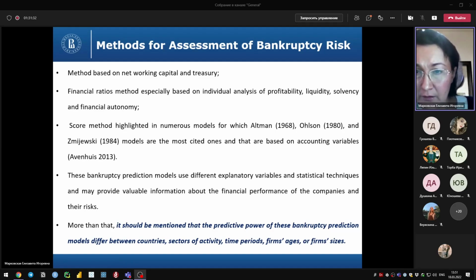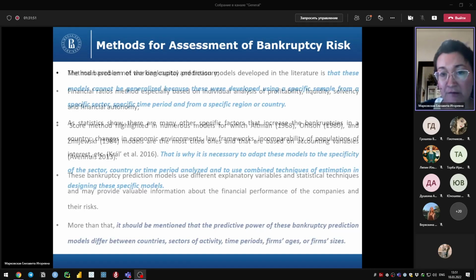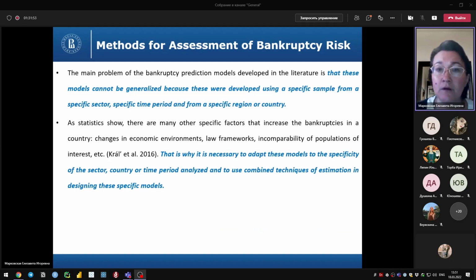versions of different models, that the predictive power of these bankruptcy prediction models differs between countries, between industries, time periods, firms' age, firm size.